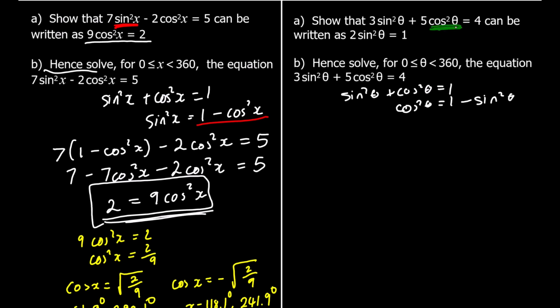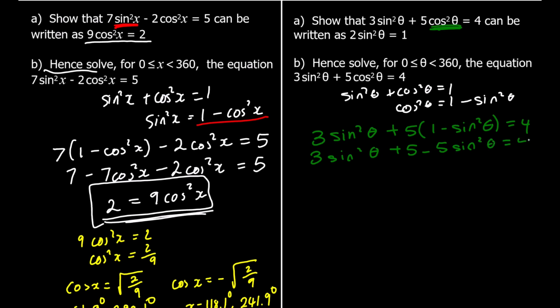So we're going to change cos squared theta into 1 minus sine squared theta, which will give us 3 sine squared theta plus 5 times 1 minus sine squared theta equals 4. So 3 sine squared theta plus 5 minus 5 sine squared theta equals 4. If we take away 4 from both sides, we get 1.